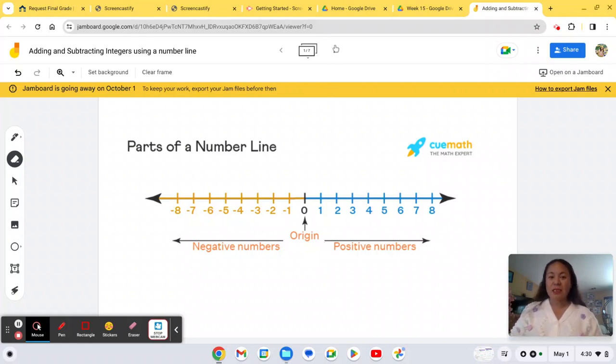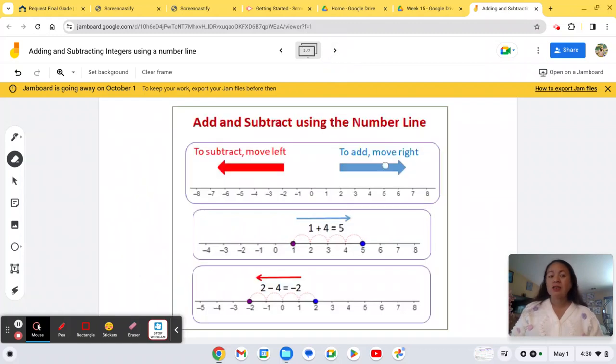All right, so let's talk about how we add and subtract using a number line. It's very important that we know the basics. There are multiple methods to add and subtract integers, but if you get confused, it's always good to go back and use the number line.